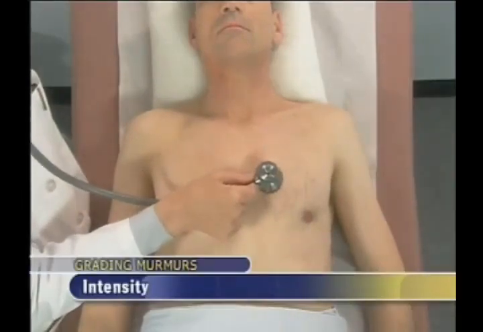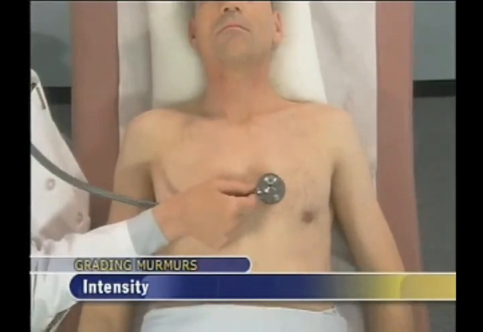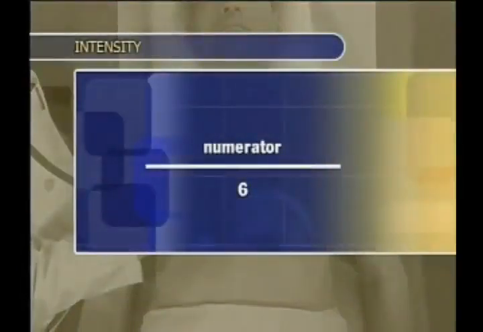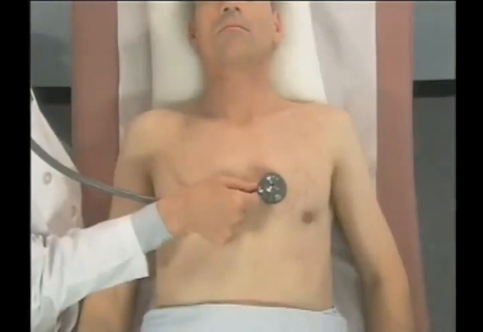Intensity is usually graded on a 6-point scale and expressed as a ratio. The numerator describes the intensity of the murmur wherever it is loudest, and the denominator, by convention, is 6, indicating the scale you are using. Intensity is influenced by the thickness of the chest wall and the presence of intervening tissue.